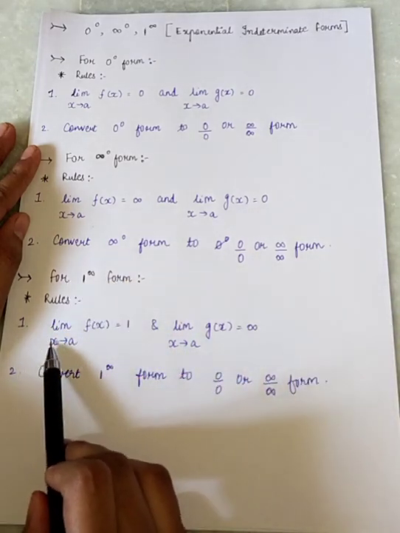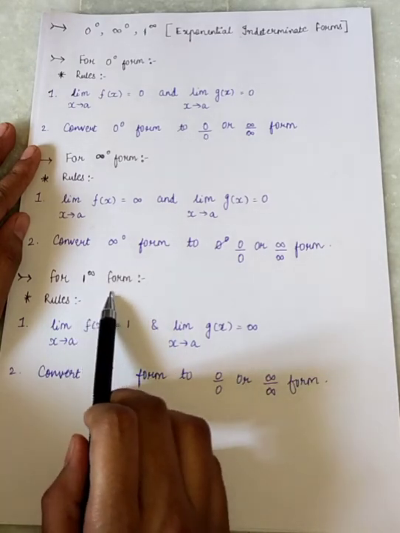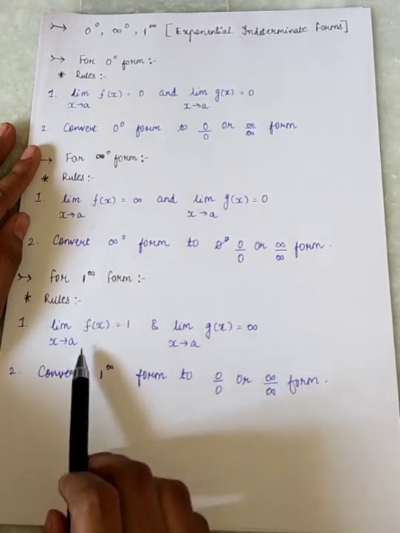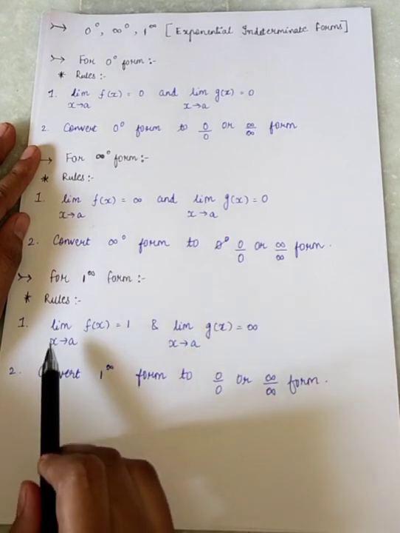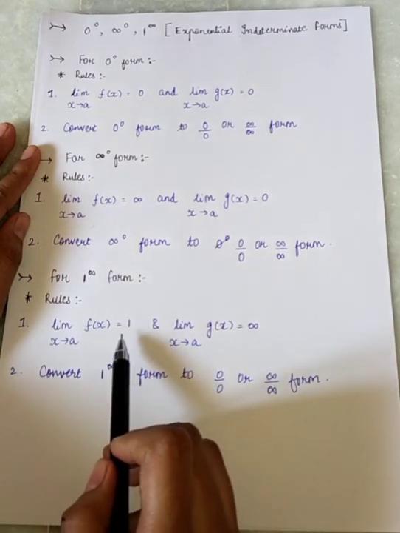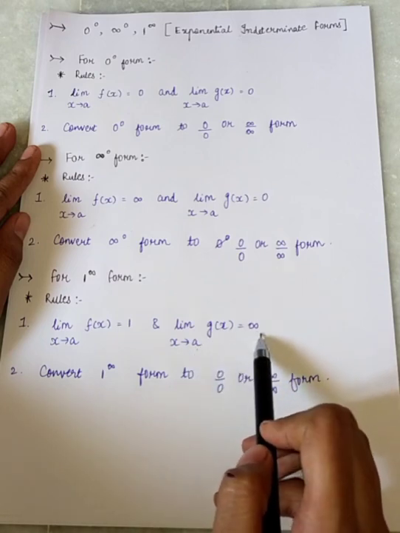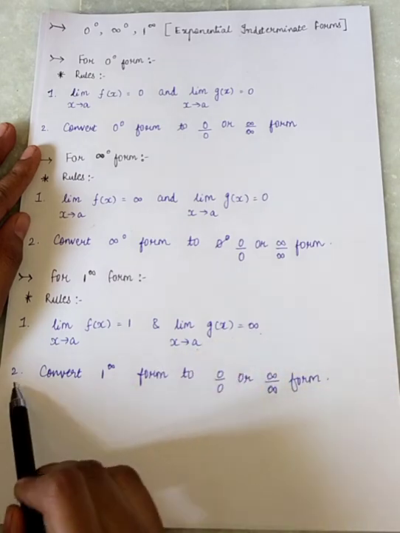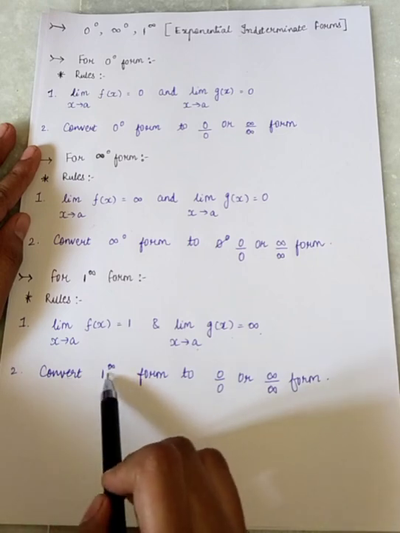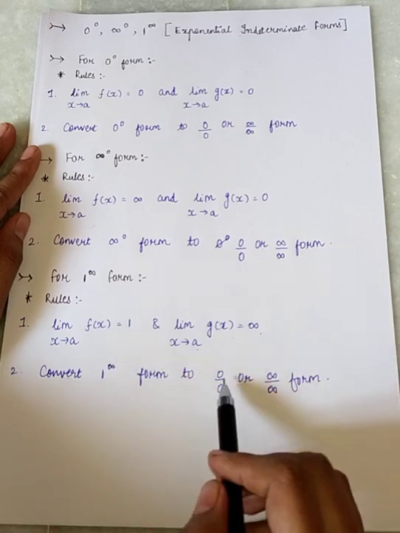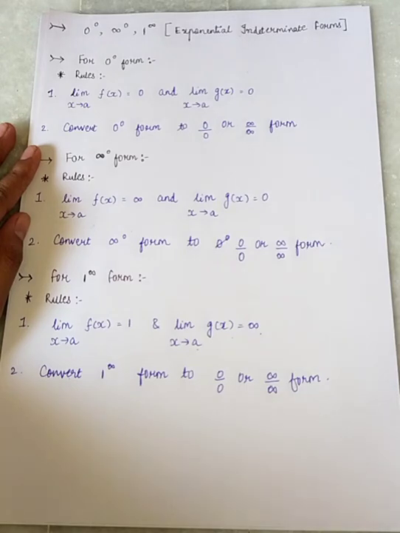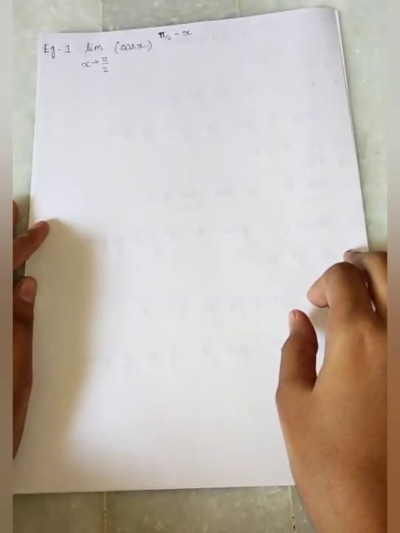Now for 1 raised to infinity form. Again, rule number 1 is here also we can say that equation is in 1 raised to infinity form only if limit x tends to a f of x is equal to 1 and limit x tends to a g of x is equal to infinity. And our next step is to convert this 1 raised to infinity form to 0 by 0 or infinity by infinity form. Okay. So now let us see the examples of exponential indeterminate forms.